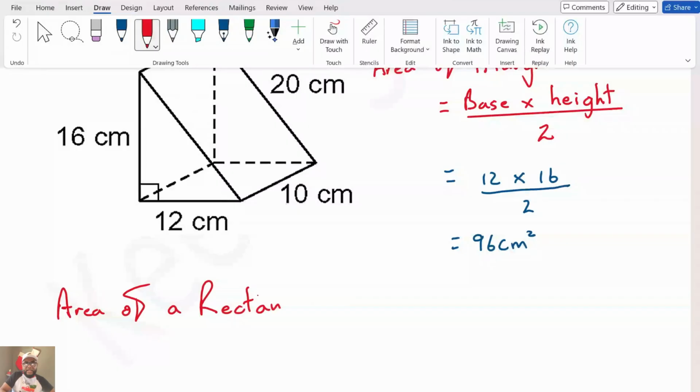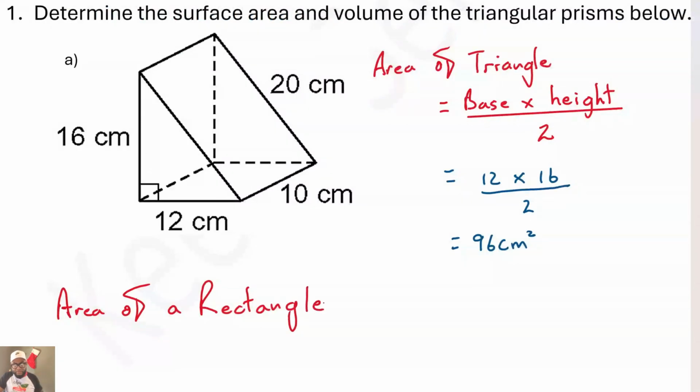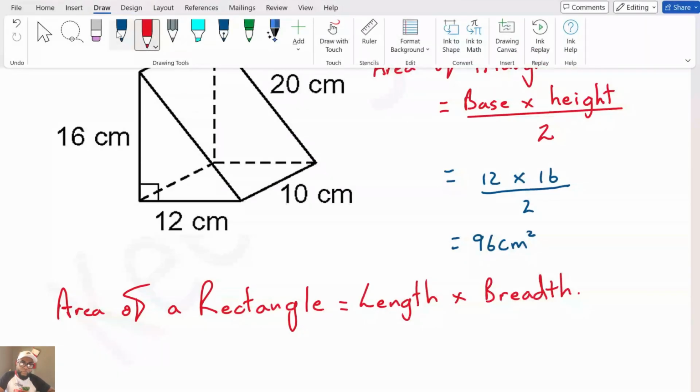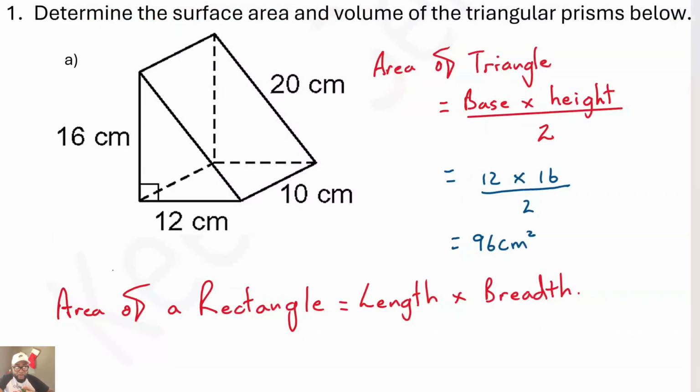Area of a rectangle is equal to length multiplied by breadth. Right? We have three different rectangles here, right? Three. We're going to deal with rectangle one. So let's put in area of rectangle one. Somebody give me the length and breadth of rectangle one.